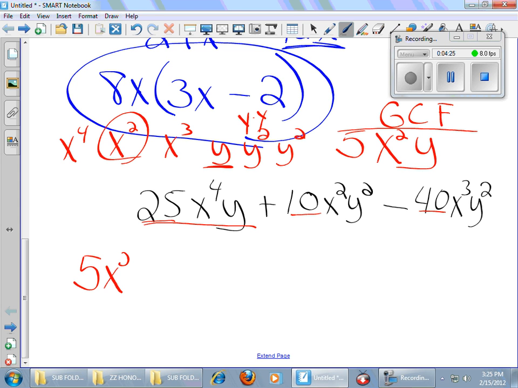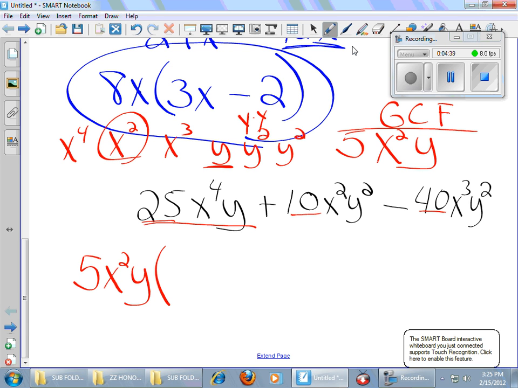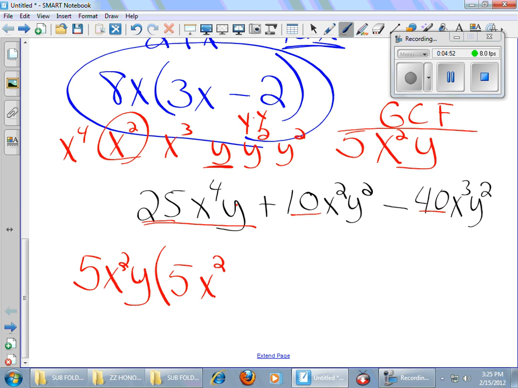And remember, distributing would imply multiplication. Undistributing, or factoring by the GCF, will imply division. So I'm going to pull out a 5x squared y. The smartboard reset itself. All right, so I am going to divide 25 by 5 and get 5. X to the 4th divided by x squared, x squared. Y divided by y, cancel out.